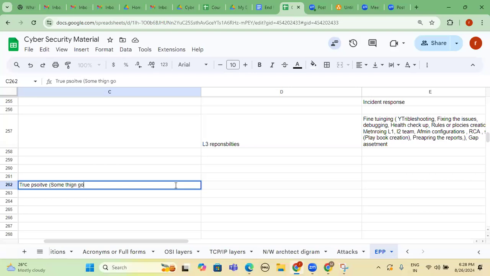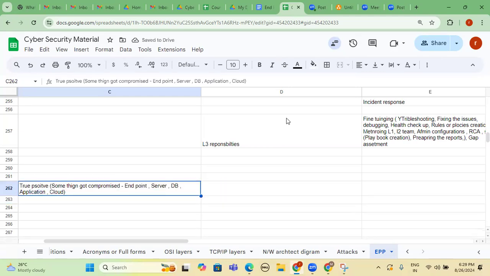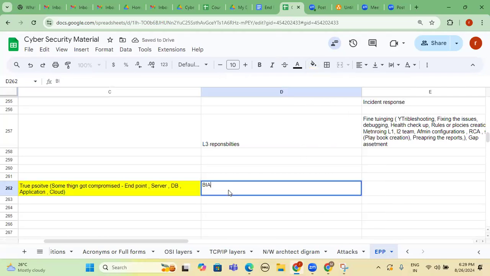Something got compromised, meaning here that it may be an end user system or endpoint, or maybe a server, or a database, or an application, or maybe cloud, or any cluster and so on. In that scenario, you should take care of the business impact analysis and risk assessment, BIA, also called RM. So what is the full form of BIA and RM? Business impact analysis and risk management, or risk analysis.